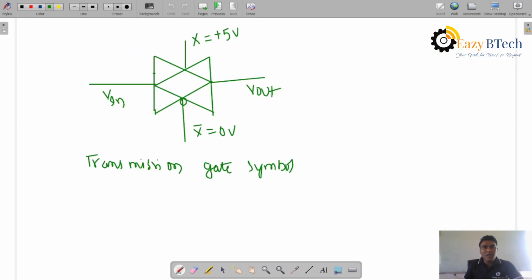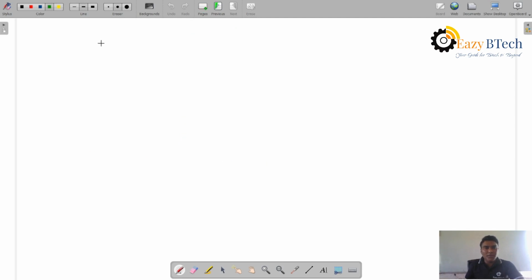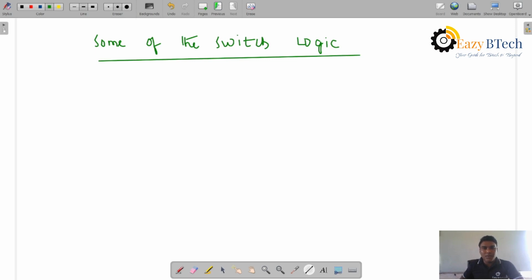Let us see some of the switch logic. It is a small number of arrays of transistors connected. For example, the arrays of NMOS transistors, pass transistors. Switch logic is based on two things: one is a pass transistor, second one is a transmission gate.